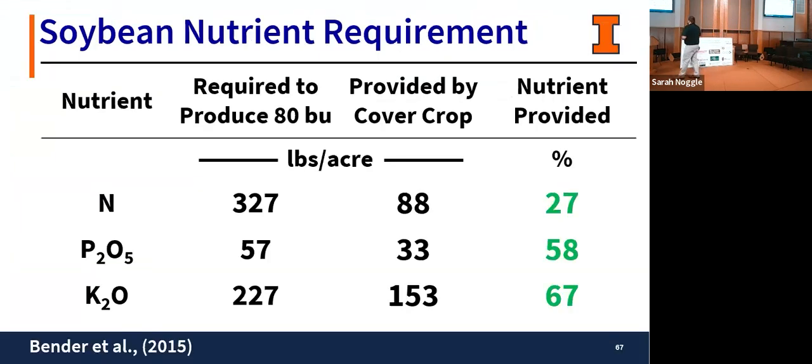And what's really interesting is if you look at how much nutrition you need to produce an 80 bushel soybean crop in our area, that's a good target. That's the amount of nutrients required to produce it and how much was in that cover crop. So in theory, for 80 bushels, 27% of my nitrogen was in that cover crop, almost 60% of my P, and 67% of my K. But again, back to the challenge.